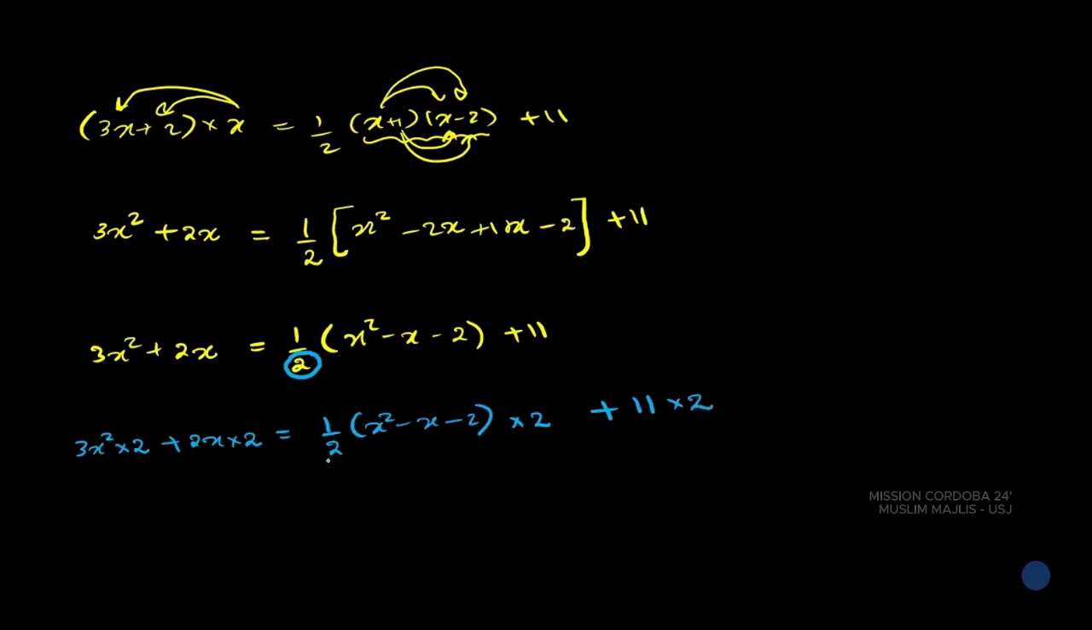I wanted to remove this denominator 2, so I had to multiply that expression with the number 2. But in equations, you can't do only this one. You have to multiply each and every term. Keep that in mind. This is simplification, not quadratic equation simplification. So this one will give you 6x square plus 4x is equal to, this 2 and this 2 I can cancel, x square minus x minus 2, plus 22.